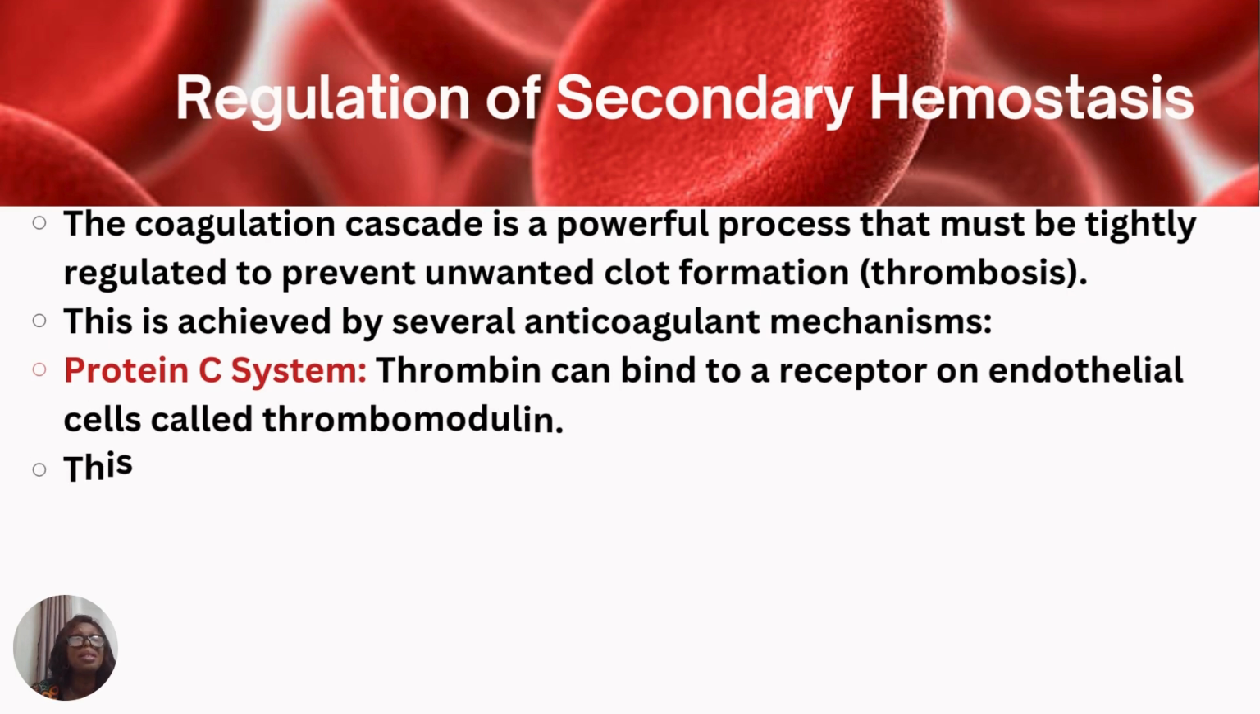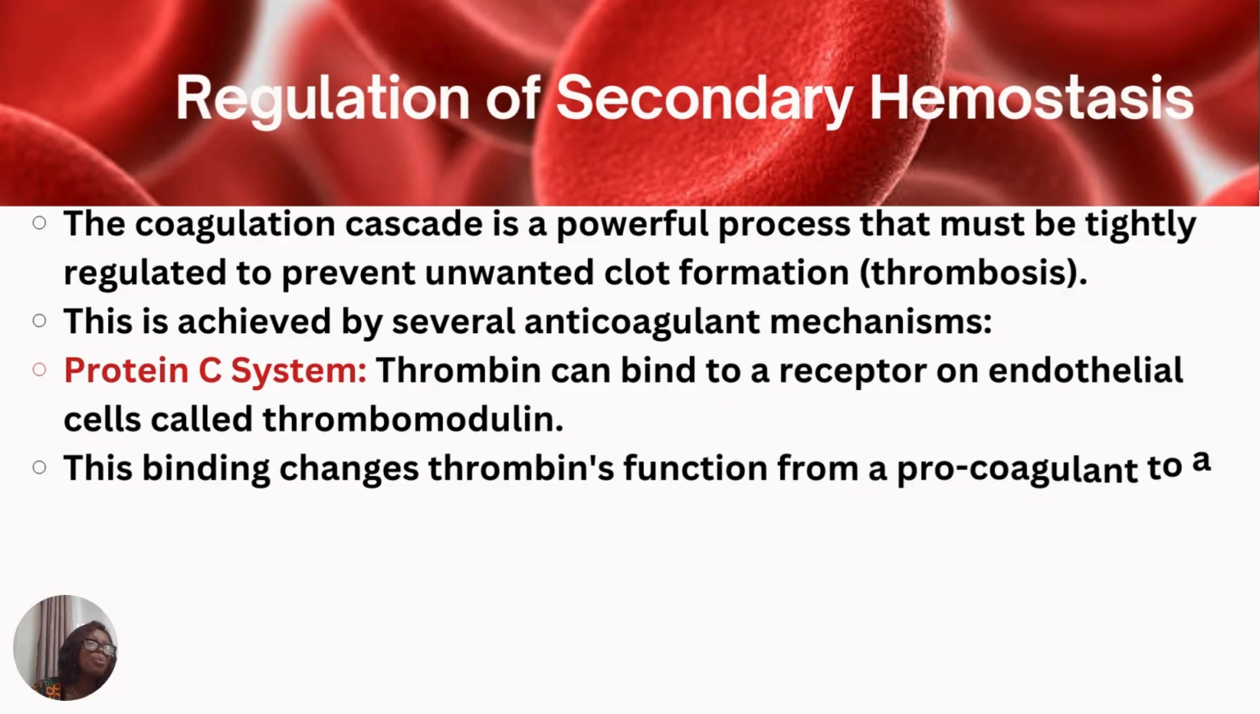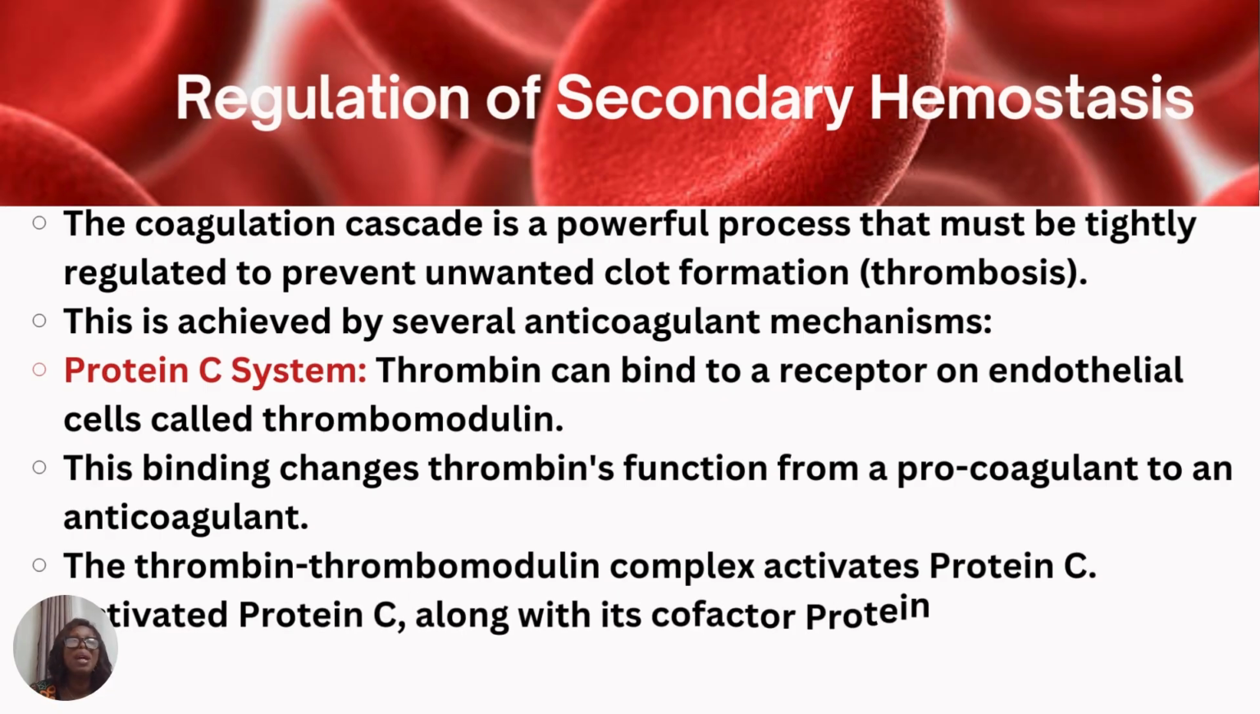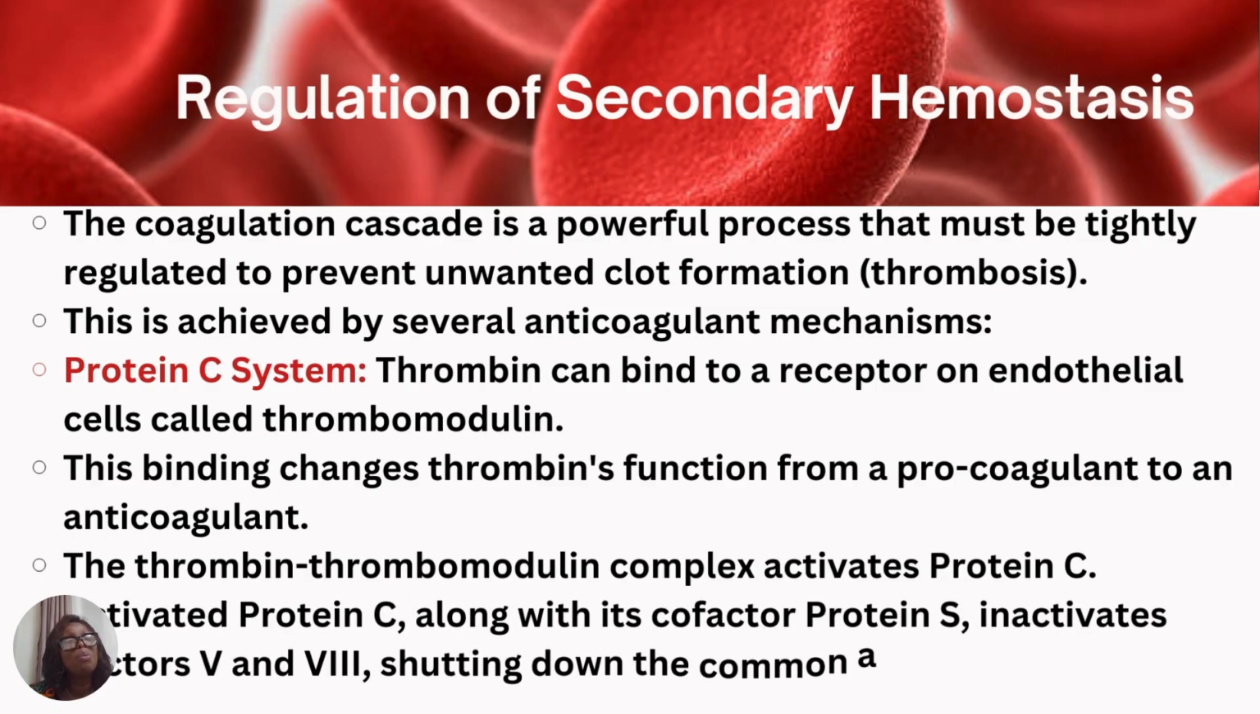We have what we call the protein C system. Remember we said earlier that thrombin can bind to thrombomodulin and then activate protein C. So thrombin can bind to a receptor on endothelial cells called thrombomodulin, and the binding changes thrombin's function from procoagulant to anticoagulant. The thrombin-thrombomodulin complex activates protein C. The activated protein C, along with its cofactor protein S, inactivates factor 5 and factor 8, shutting down the common and the intrinsic pathways. So activated protein C with protein S as a cofactor shuts down the common and intrinsic pathways, thereby regulating secondary hemostasis.